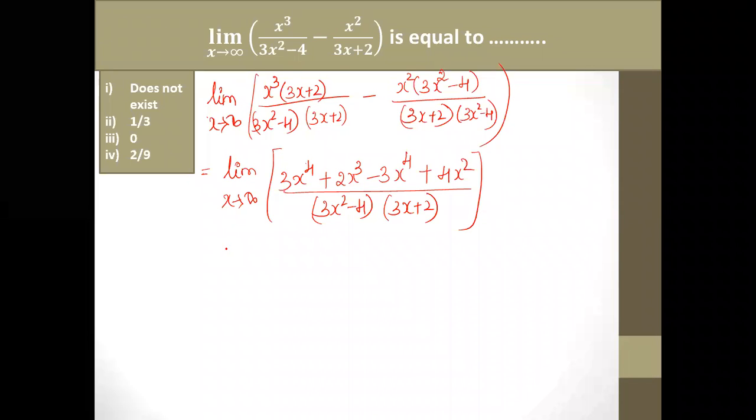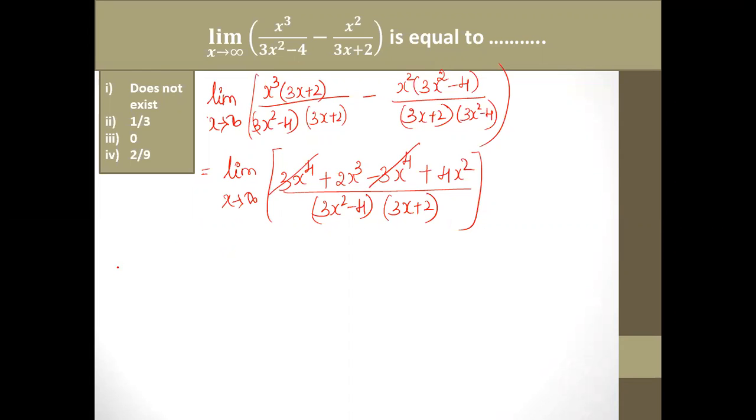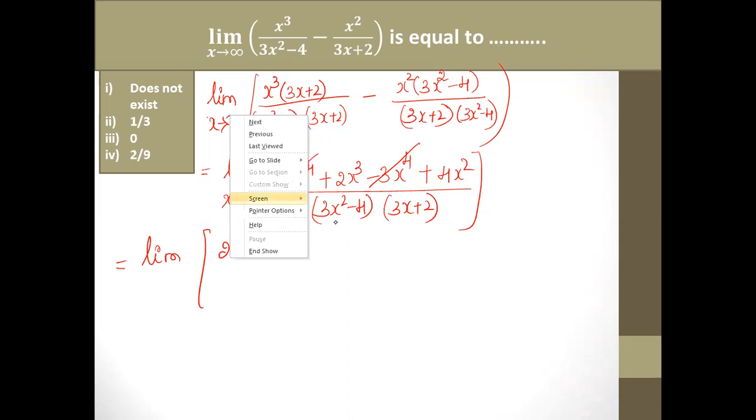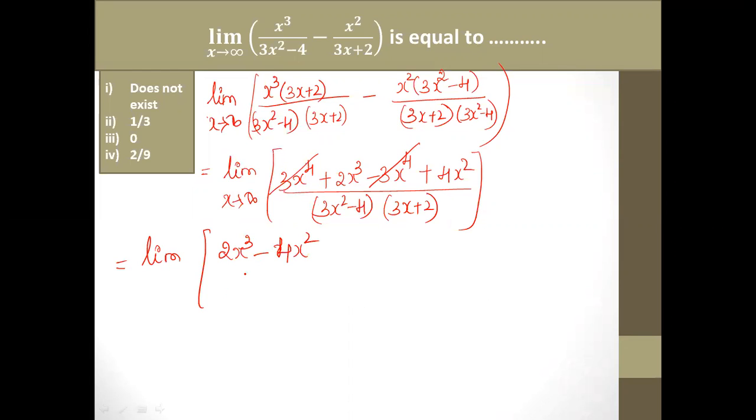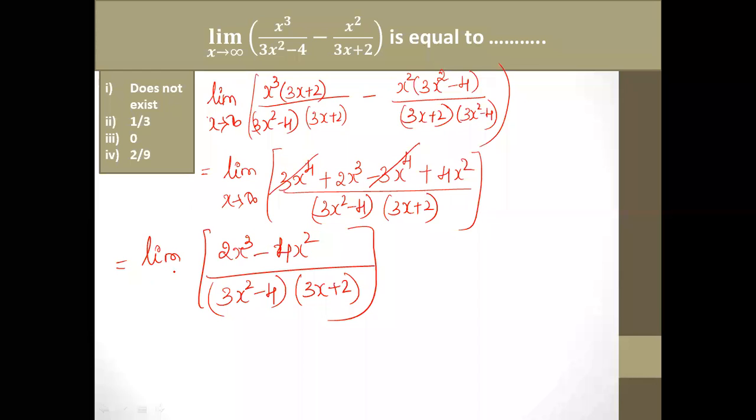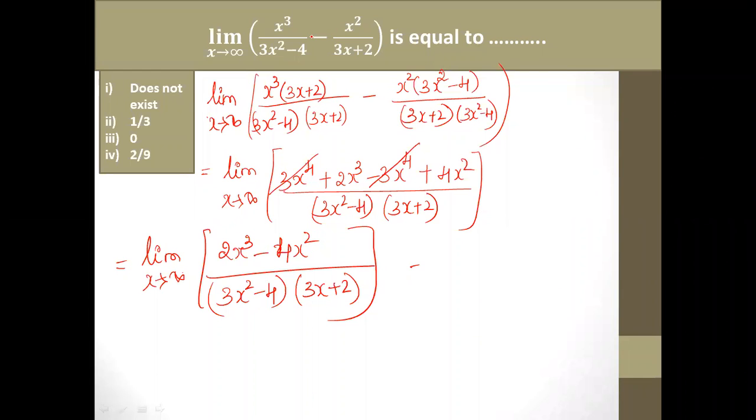Now I can cancel. What can I cancel in the numerator? I can cancel 3x power 4 minus 3x power 4. So it is limit, 2x cube minus 4x square divided by 3x square minus 4 into 3x plus 2, as x tends to infinity. Now my given question is simplified, but if you put x equal to infinity, still you will be getting it in the form infinity by infinity.